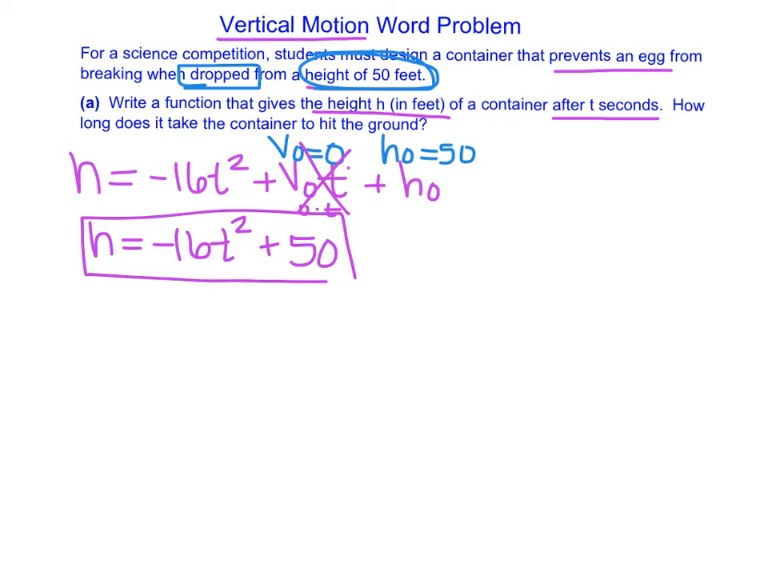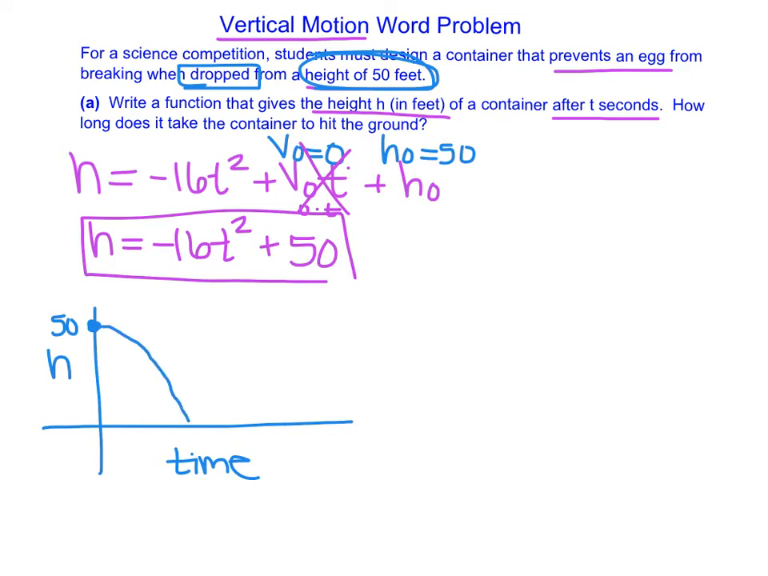Now, if I think about how this is going to work over time, say here's my situation. Remember, height is on the y-axis, time is on the x-axis. What's going to happen is I'm starting at a height of 50 feet. And then as the egg is dropped and as time goes on, the egg is going to fall to the ground.